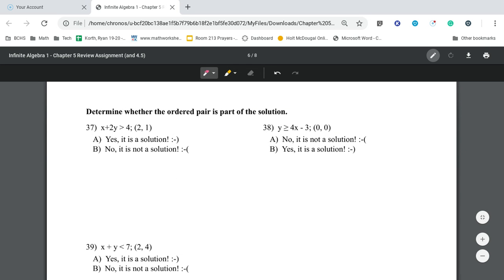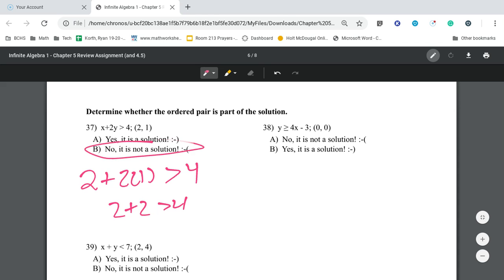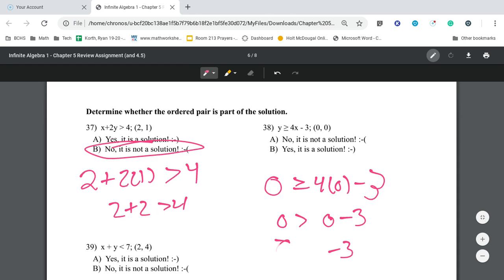We're just checking to see if these are solutions. So 2 plus 2 times 1. Is 2 plus 2 greater than 4? No, it is not. Is 0 greater than or equal to 4 times 0 minus 3? Well, 0 minus 3 is negative 3, so 0 is in fact greater than or equal to negative 3. Yes, it is.